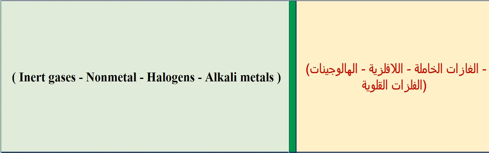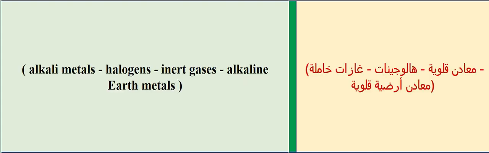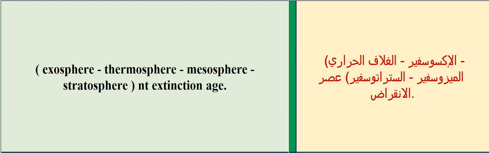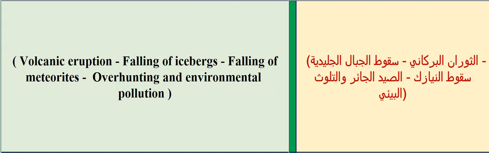Inert gases, nonmetal, halogens, alkali metals. Alkali metals, halogens, inert gases, alkaline earth metals. Exosphere, thermosphere, mesosphere, stratosphere, anti-extinction age. Volcanic eruption, falling of icebergs, falling of meteorites, overhunting and environmental pollution.